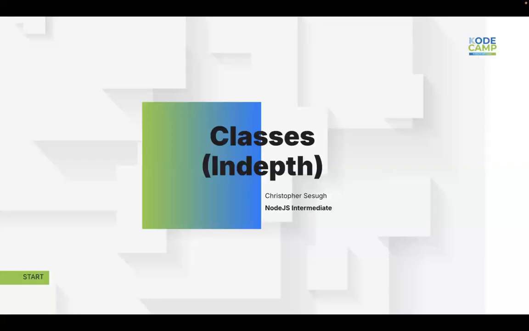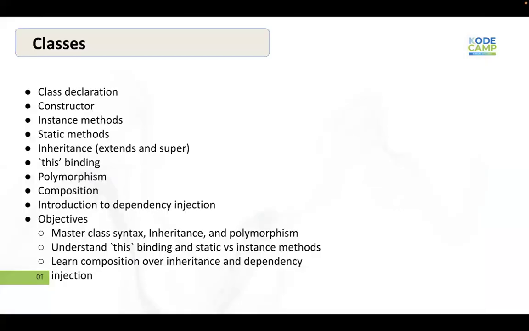So we earlier discussed classes, but we didn't go in depth. We just introduced ES6 classes and how they're being used. So in this class, we will look at classes, class declaration, constructor, instance methods, static methods, inheritance, this binding, polymorphism, composition, introduction to dependency injection. And our objectives for today are to master class syntax, inheritance, and polymorphism, understand the this keyword binding and static versus instance methods, learn composition over inheritance and dependency injection.